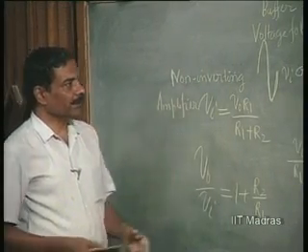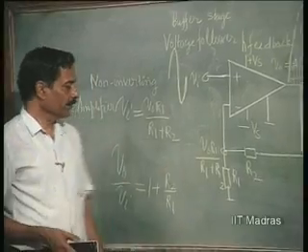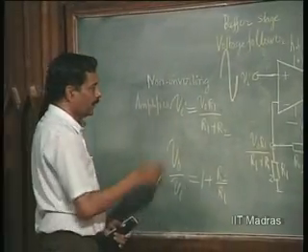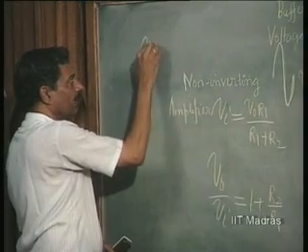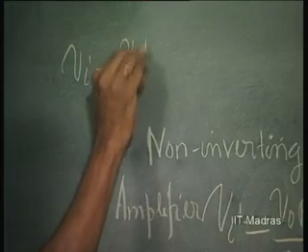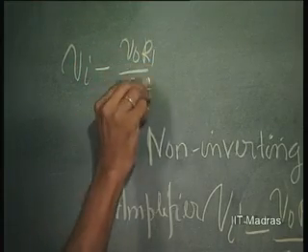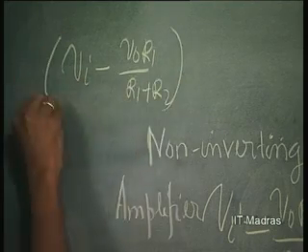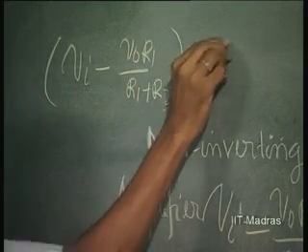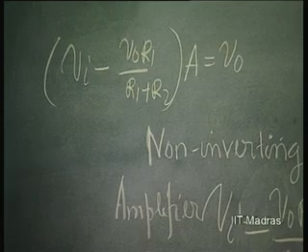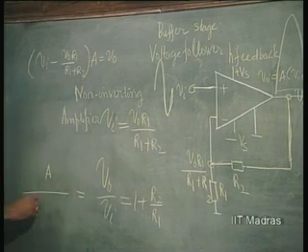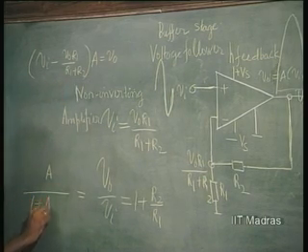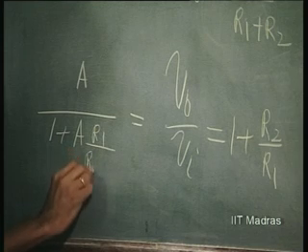If you consider A is not infinity, then what will you get? That also we can evaluate. Then we get Vi1 is Vi minus V naught into R1 by R1 plus R2. Now, A is not infinity, so times A is equal to V naught. So, V naught over Vi now becomes equal to A divided by 1 plus A into R1 by R1 plus R2.